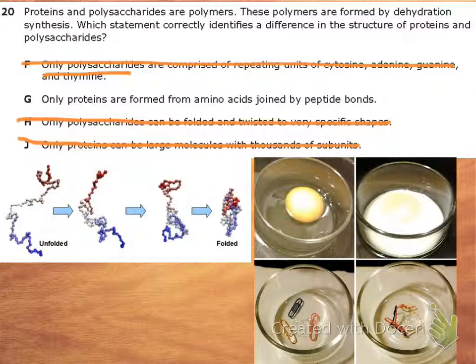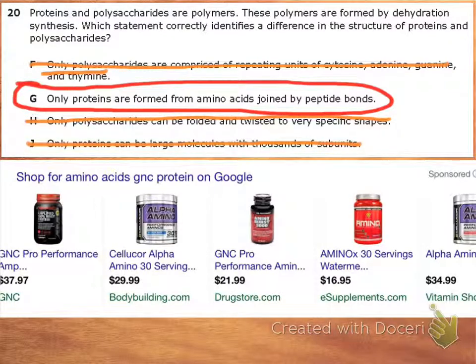Okay, let's look at G. Only proteins are formed from amino acids by peptide bonds. If you've ever been to a nutrition store, especially a bodybuilder store, you'll probably see performance enhancing amino acids, amino blend, alpha amino, things like that, typically right next to the proteins. There's a reason for that: proteins are a polymer, and amino acids are the monomer of proteins. They're the building blocks, the chain links. When you put a bunch of amino acids together, you get a protein. So proteins are formed by amino acids joined by peptide bonds. G is the answer.